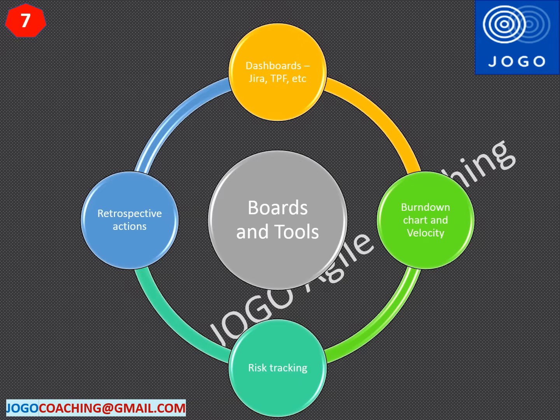We can use any dashboard or tool to show the risks and the status of the risk to take timely action from the risk owner. We need to have the reporting tool to track the retrospective action status as well. So this is the seventh step we need to follow to move the project from waterfall to agile.